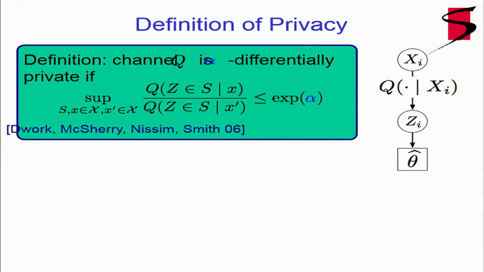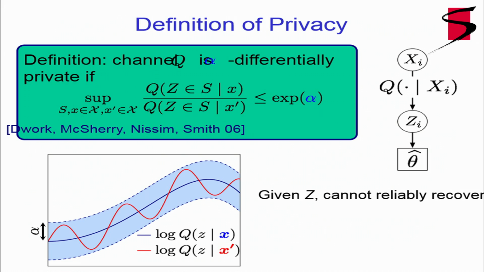Now we have a knob on the right-hand side, which is alpha. If I turn that to be really, really small, I'm really insisting that the distributions be very, very close for all X and X prime. I'm being very stringent on my privacy. And if alpha is big, then I'm not being so stringent about my privacy. All right, so there's kind of a little picture there. It really is a likelihood ratio bound.